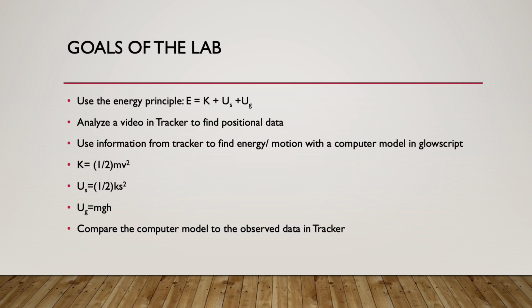The first goal in this lab was to implement the energy principle, which gives us delta E, the total change in energy, equals the change in kinetic energy plus the change in potential spring energy plus the change of gravitational potential energy. I will then analyze the given video in Tracker and find positional data, which I will use in GlowScript to find the kinetic and potential spring energy with the formulas listed above. With this, I'll be able to update the velocity and position data, and I can compare my timestamps as well. And then lastly, I'll use the computer model to show the observed data.